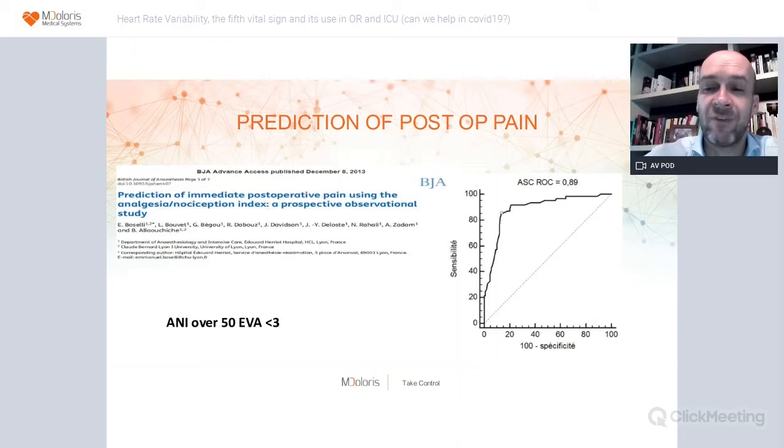So the patient, when he awakes, will have a value of NRS score, which is a value of pain, of 3 or below 3. You know that NRS is a scale that goes from 0 to 10, and below 3 is no pain, 3 to 5 moderate pain, from 5 to 7 is severe pain, and above 7 is extreme pain, okay? So no pain if your ANI value is above 50 before awakening.